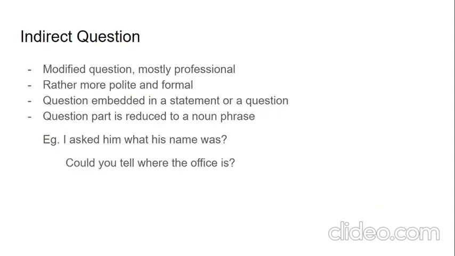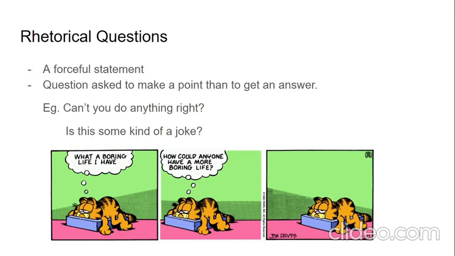And the indirect questions, as we've already mentioned, are used in a formal situation, a very polite way of asking a question. And the question part is reduced to a noun phrase. And the last one is the rhetorical question, where you are not expected to give an answer. You're just making a point. You're stating things out. A very forceful statement, in fact. So that is a rhetorical question.